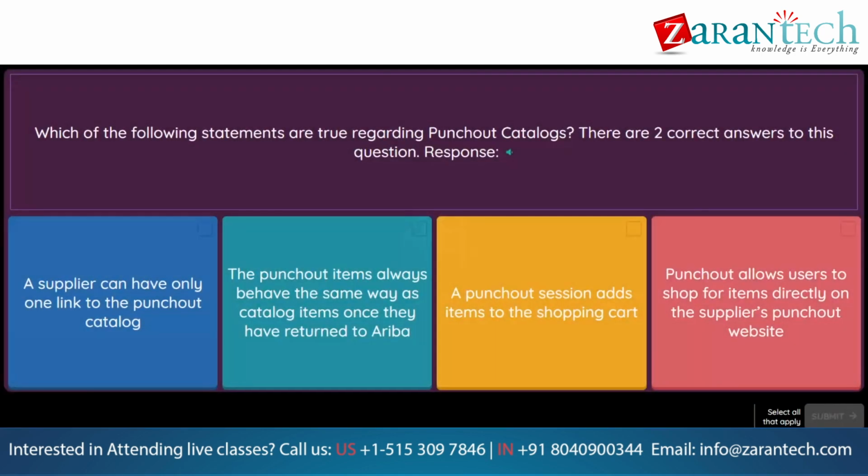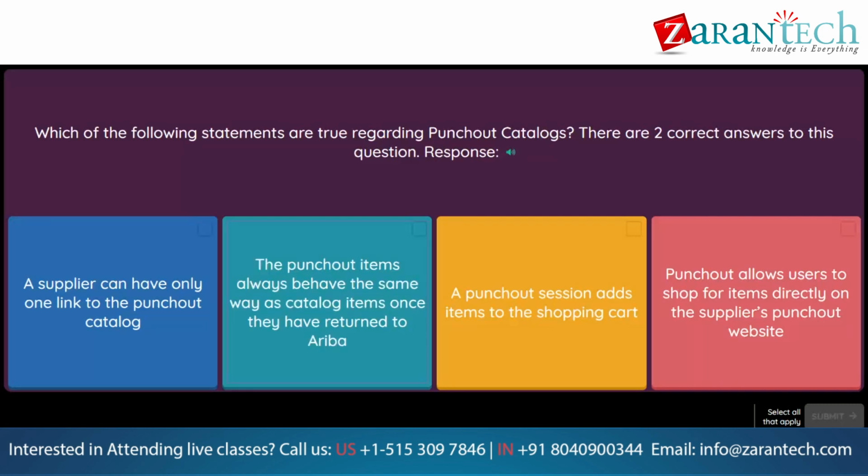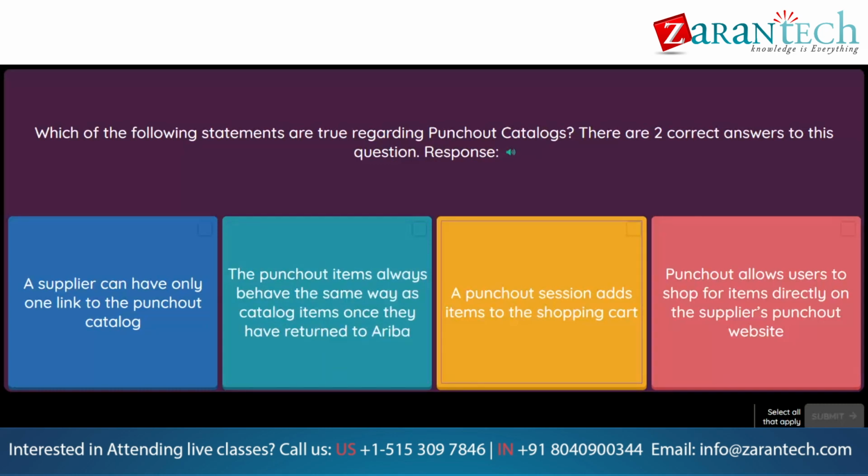Question: which of the following statements are true regarding punchout catalogs? There are 2 correct answers to this question. Response. Option 1: a supplier can have only one link to the punchout catalog. Option 2: the punchout items always behave the same way as catalog items once they have returned to Ariba. Option 3: a punchout session adds items to the shopping cart. Option 4: punchout allows users to shop for items directly on the supplier's punchout website.